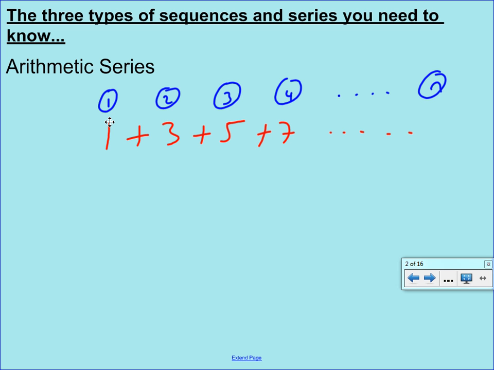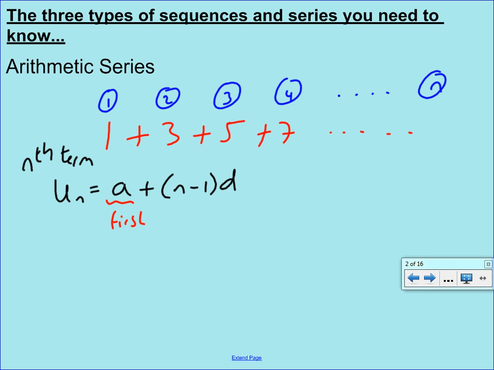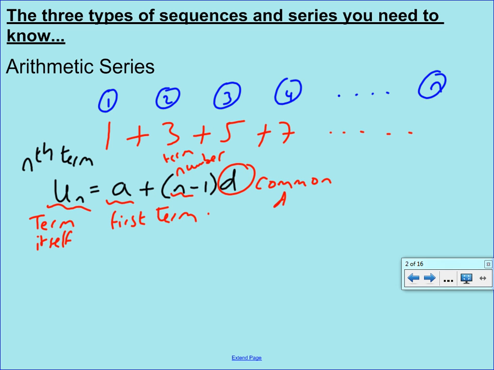Now half the skill is to find what the nth term is and how we describe these things. So we're going to step away from the stuff you learnt in GCSE, remember? And what we're going to say is, for an arithmetic series, the nth term formula un equals the first term a plus (n minus 1)d. So a is the first term, un is the term itself, n is the term number, and d is the common difference.